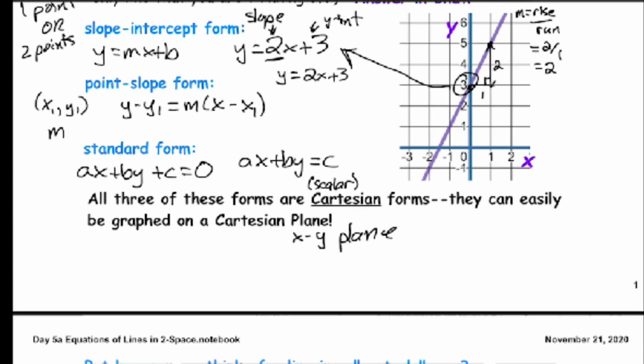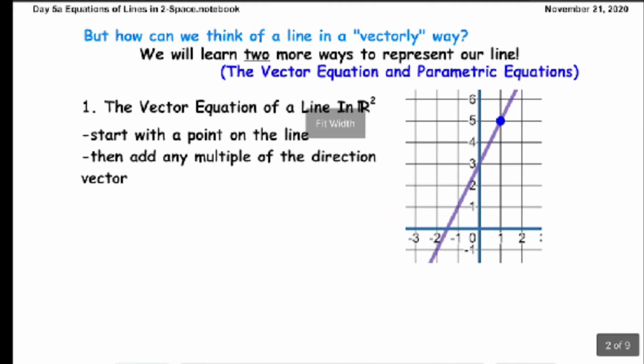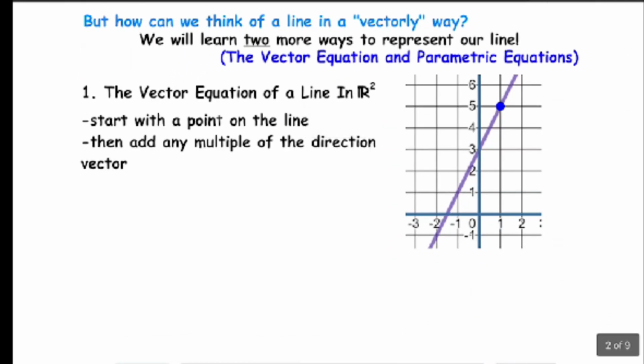All right, let's keep going. But how can we think about lines in a vectorly way? We will learn 2 more ways to represent our line: the vector equation and the parametric equation. There's also symmetric equations, but that's not part of our course material here, so we're not going to worry about that.